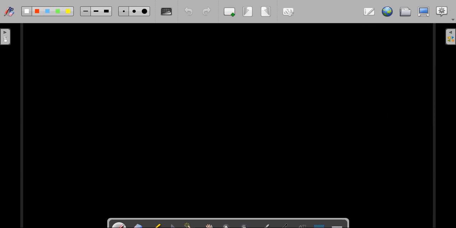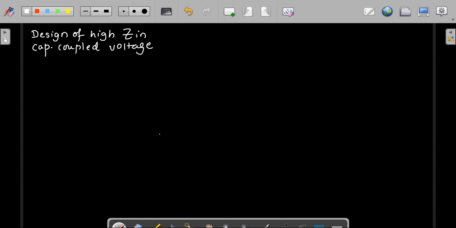So now let us go for the design of this high input impedance capacitor coupled voltage follower, right? So please note down: design of high Z-in capacitor coupled voltage follower. Design of high input impedance capacitor coupled voltage follower, right?